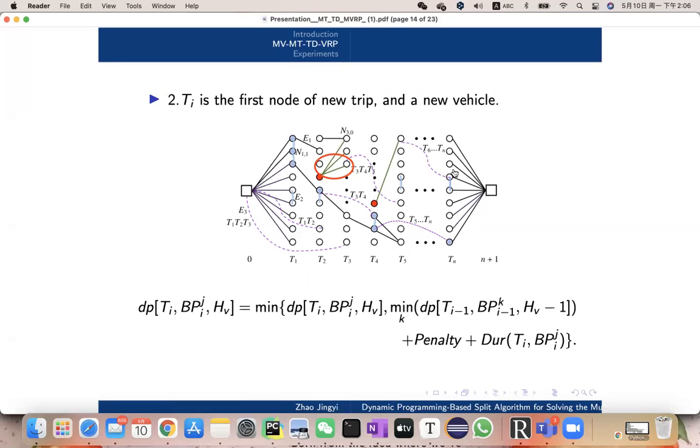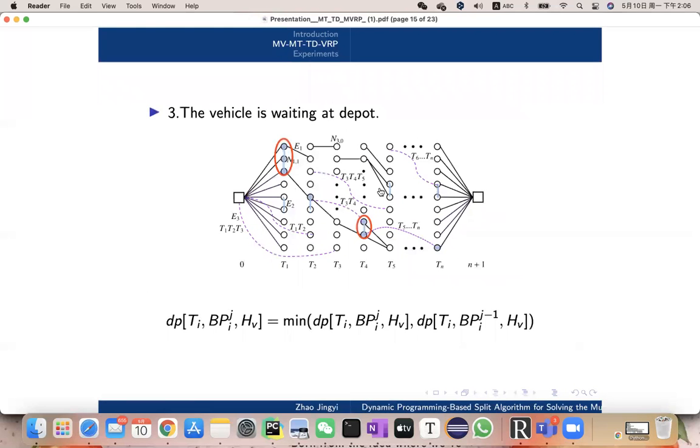So this is the first transition, and the second one is similar to this one. The difference is that we use a new vehicle for Ti. So we need to pay a fixed cost for a new vehicle, but we don't need to consider the departure time of the last trip, which means Ti minus 1's trip. It can depart from this node at any time, and we use the minimized solution to update Ti's state.